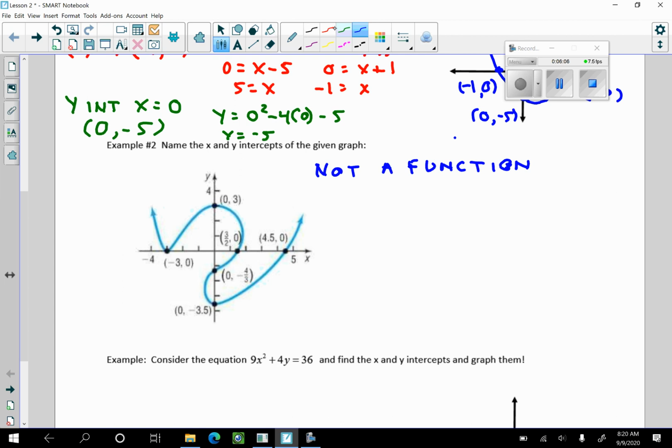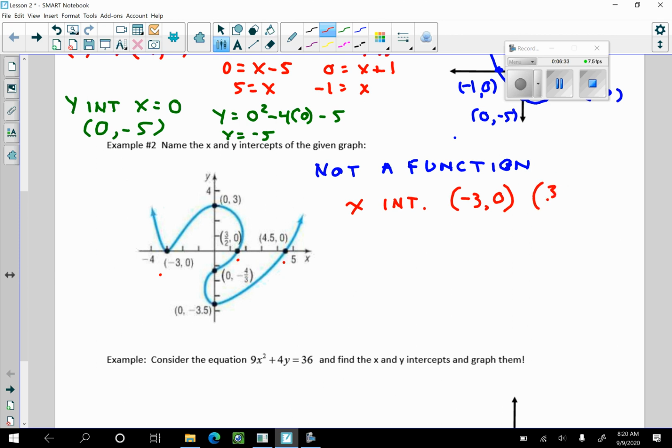So let's name the x-intercepts. The x-intercepts, notice I'm abbreviating intercepts, int, period. The x-intercepts are the points that have a y component of 0. So I have, here's one, here's another, and here's the third x-intercept. So my x-intercepts are easily -3, 0.